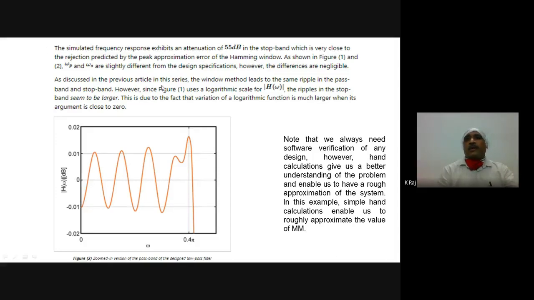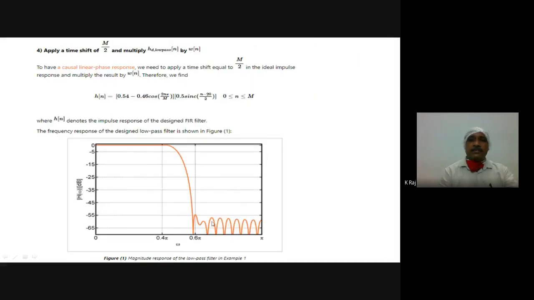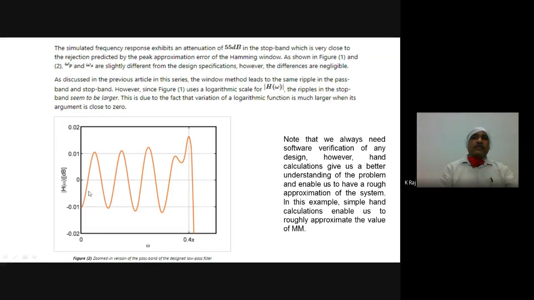As discussed in the previous articles in this series, the window method leads to the same ripples in the pass band and the stop band. However, since figure 1 uses a logarithmic scale, if we see in this one, the range is larger, minus 55 to minus 65, or near about minus 60, in comparison with this one, because in one case we are using the logarithmic scale, and logarithmic variation is larger than the normal variation here.